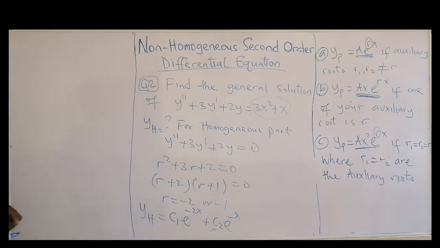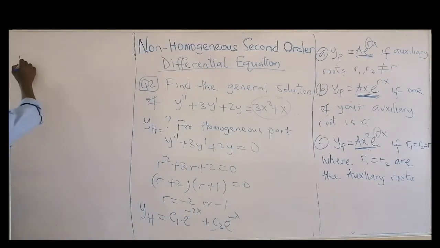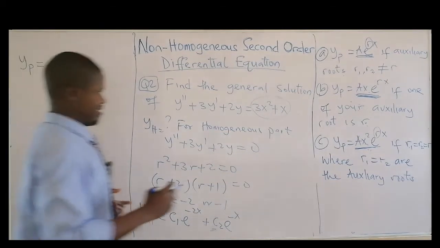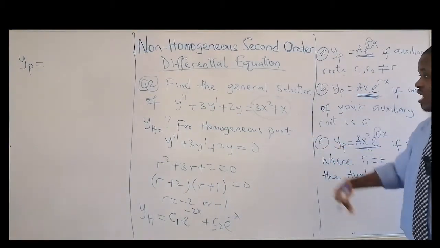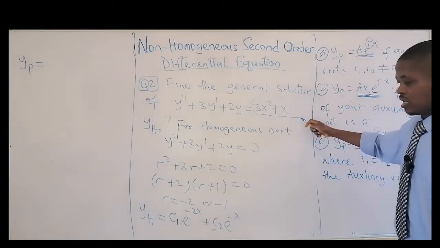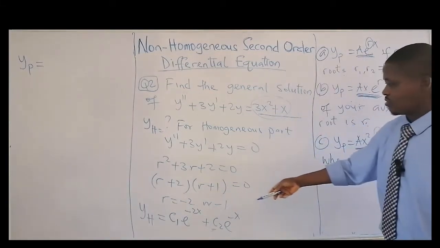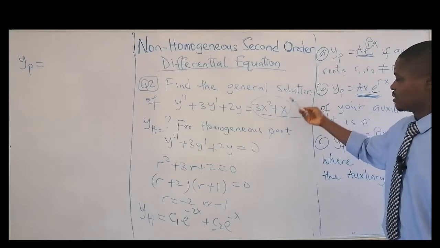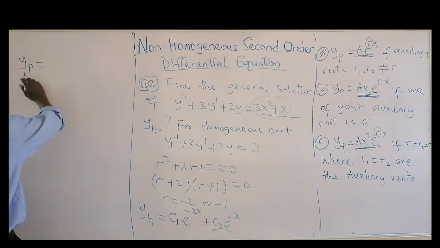Okay, so we need to get the YP, the particular solution. That is what we are going to get now. Then we are going to check. This is the first rule, at least that was given in this particular video: when you have a polynomial, and you realize that none of these terms is a solution of the auxiliary equation, this is a polynomial, so what you have to do is quadratic. That means your yp will be equal to what?